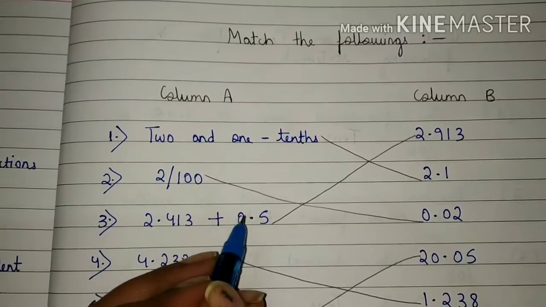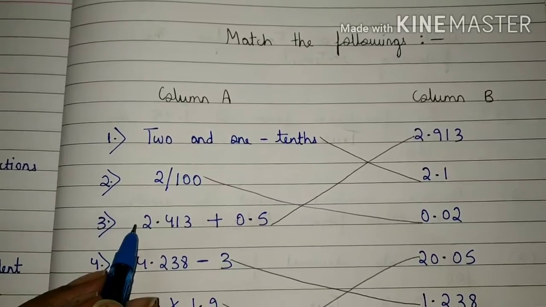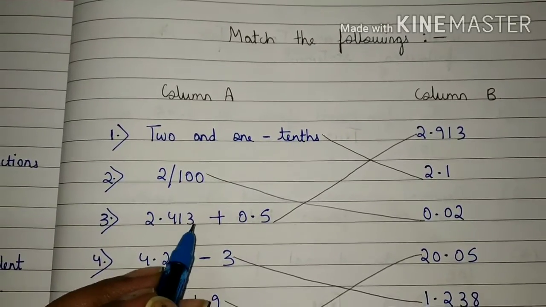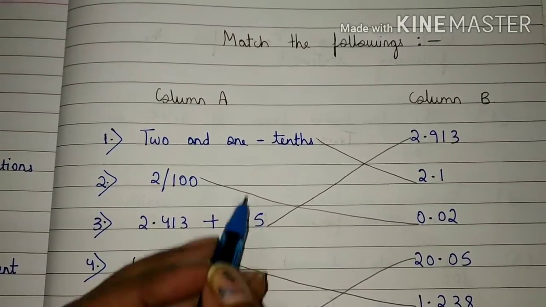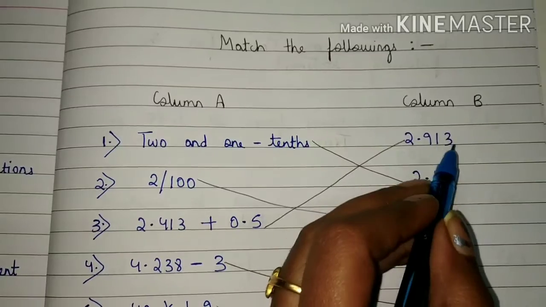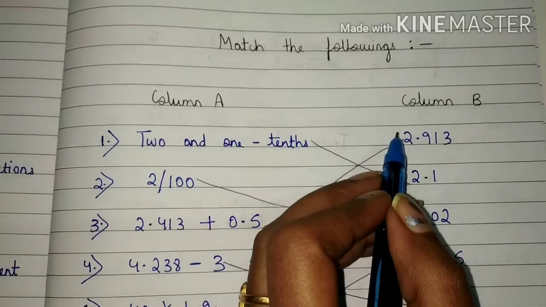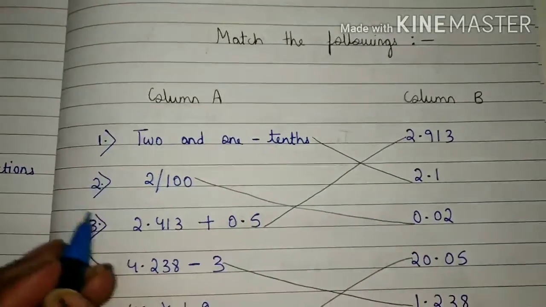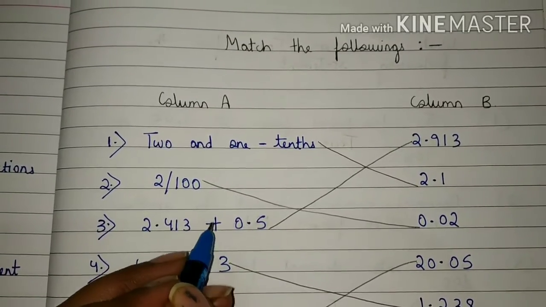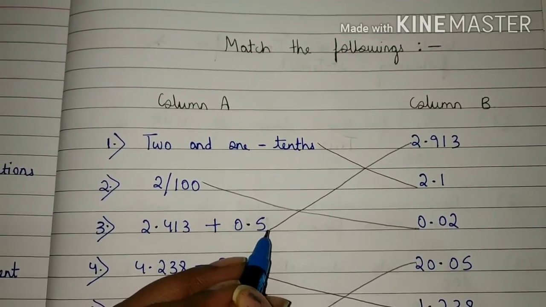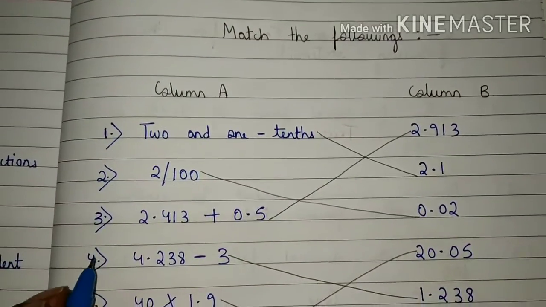Students, now come to question number 3. 2.413 plus 0.5. Students, on adding 2.413 plus 0.5, you will get the answer 2.913. So students, 2.913, this is your correct answer because when you add 2.413 plus 0.5, you will get the answer 2.913.